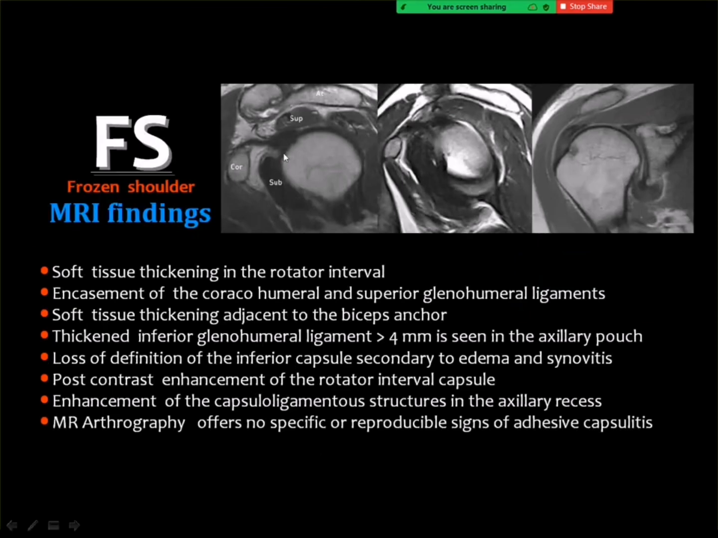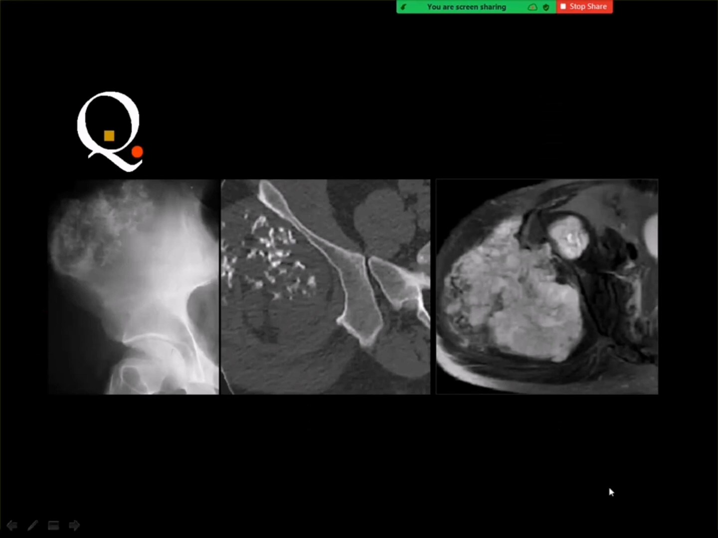Then this is the normal appearance. You get the coracohumeral ligament, the rotator interval, and the fat. But here you see that the coracohumeral ligament is markedly thickened and the fat is obliterated. If you go to the coronal image, you see that the inferior glenohumeral ligament is markedly thickened and shortened. These are the signs of the frozen shoulder.